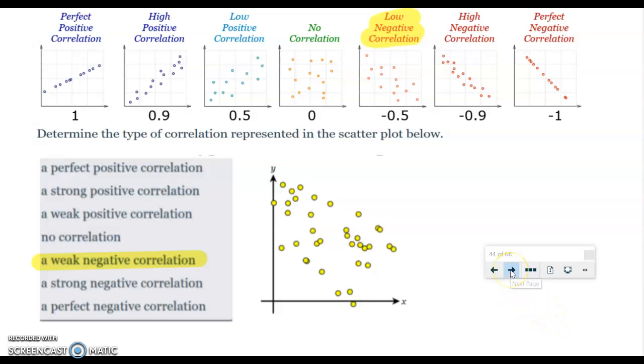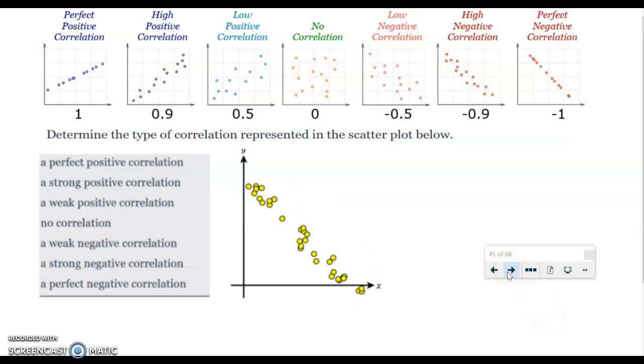All right, next you have another one. This one's going down too. It's not perfect, but it's strong. It gets close to a line. So that's going to be a, oh, I don't know why that's weak, but that should say, this is wrong. Let me see if I can fix that. This should be strong negative correlation. Strong negative correlation. Over here on the chart is high negative correlation.